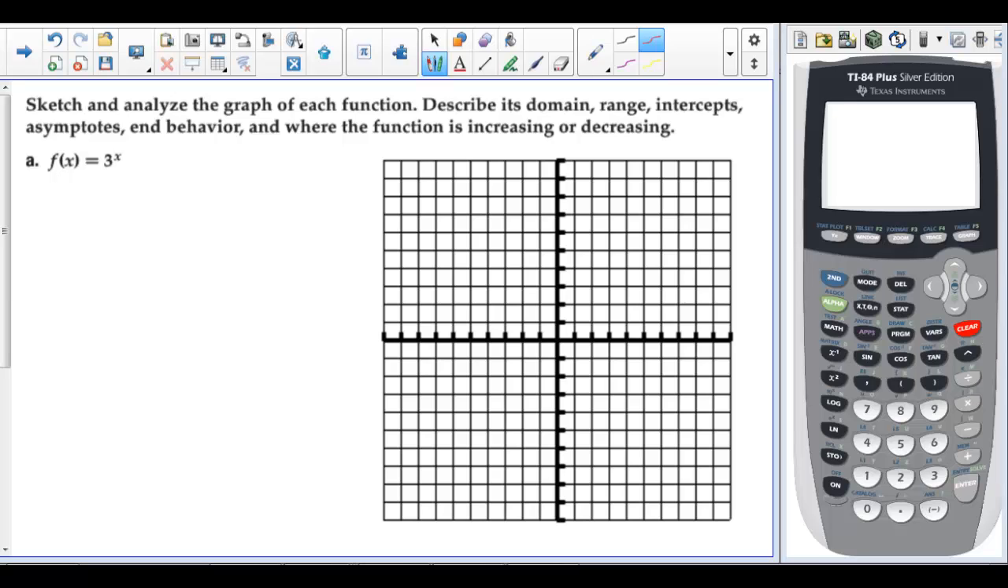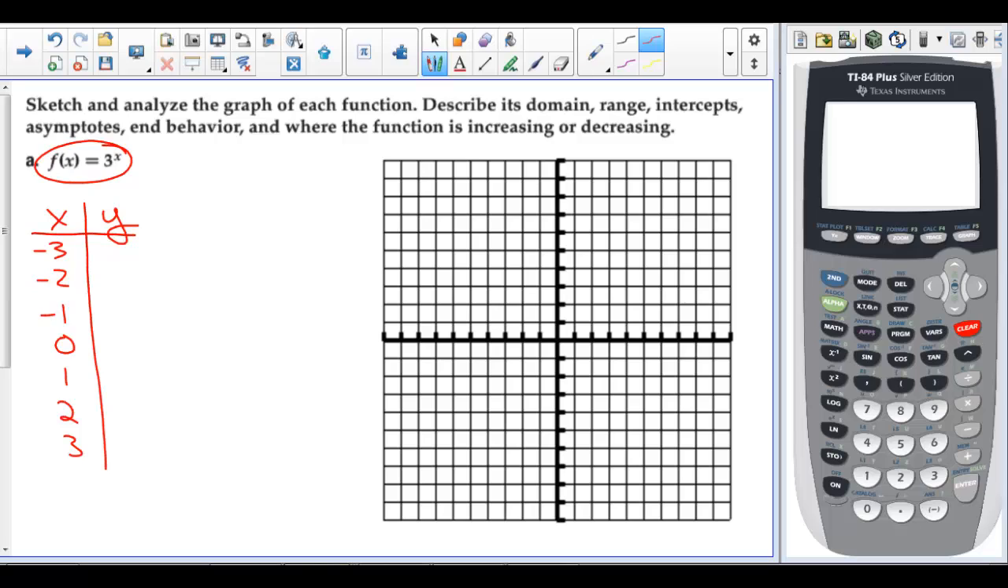Sketch and analyze the graph of each function. Describe its domain, range, intercepts, asymptotes, and behavior, and where the function is increasing or decreasing. So we have an exponential function, 3 to the x, and we can plug in some points, some x values: -3, -2, -1, 0, 1, 2, and 3.